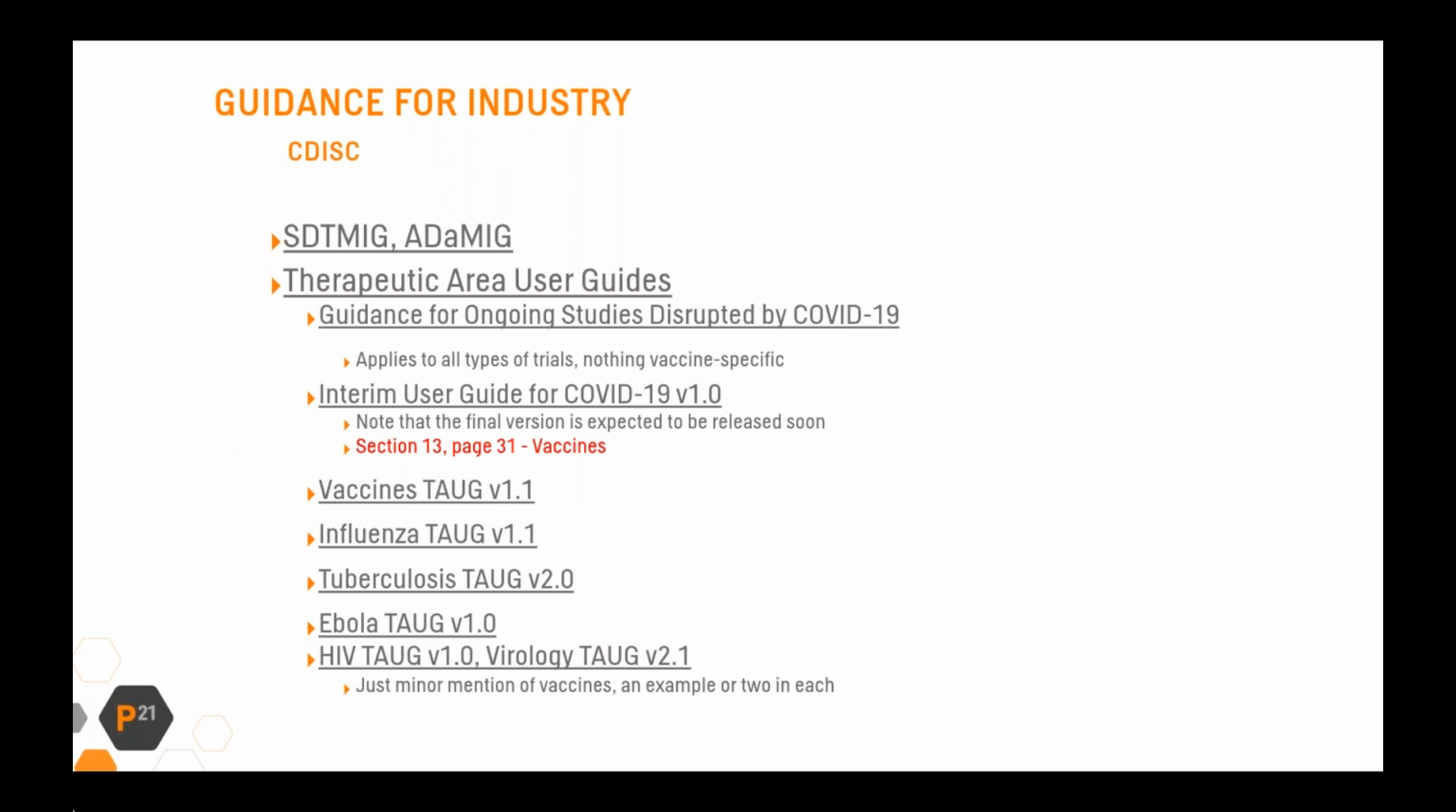And then we have a number of different actual TAUGs. So we have the vaccine TAUG, which is kind of the overarching therapeutic area user guide for vaccine data. Then we have kind of the indication specific ones: influenza, tuberculosis, Ebola, HIV, and virology. And so each of these kind of touch on vaccines as well.